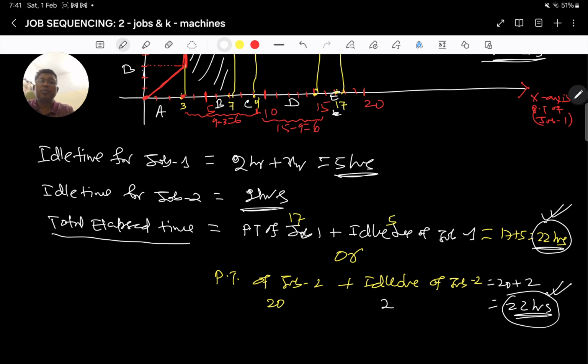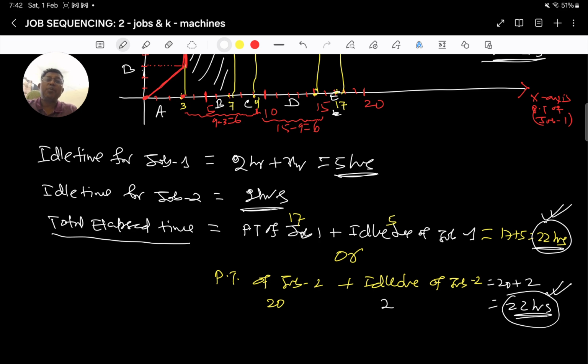So now coming to the summary, in N job and K machine problems, the ordering of the machines in which order the jobs are to be processed is known, processing time is known. We need to find the ordering of the job sequence. But here in the 2 job and K machine problem, the ordering of the jobs and the processing times are given. We have to minimize the idle time of the job.